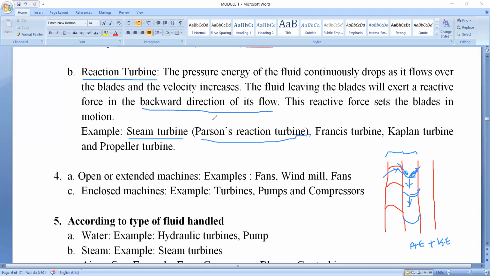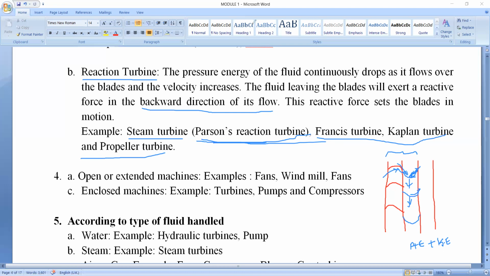But for the reaction type steam turbine, the best example is the Parsons reaction turbine. This is about the steam turbines. But if we talk about hydraulic turbines or water turbines, the best examples are the Francis turbine, Kaplan turbine, and propeller turbine. Francis, Kaplan, and propeller turbines are the best examples for reaction type hydraulic or water turbines. Okay, I hope this is clear.